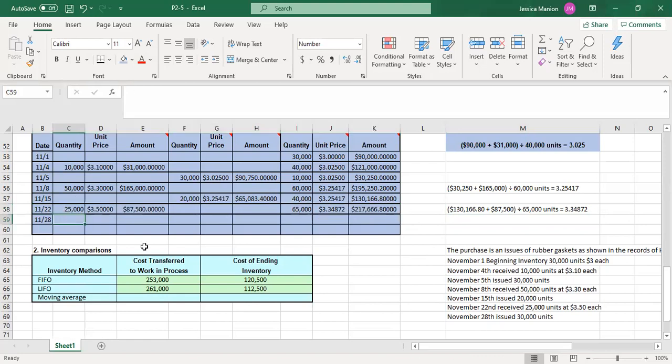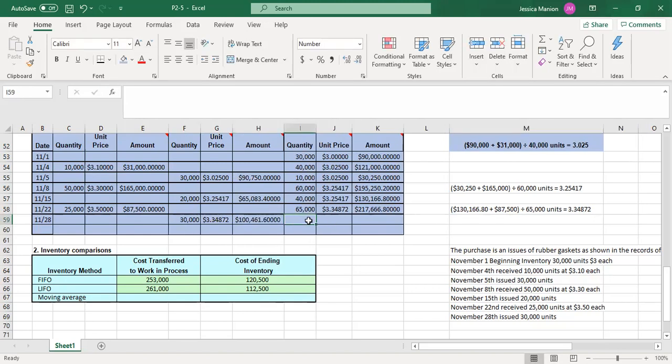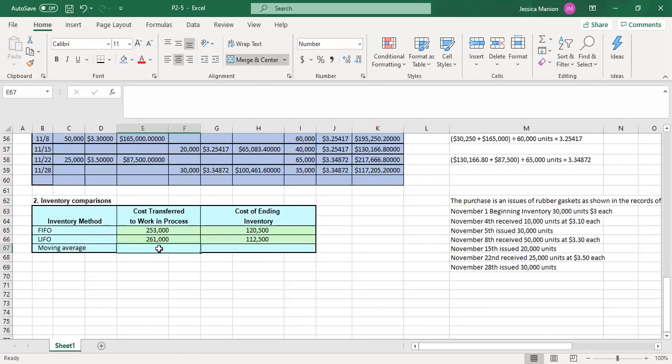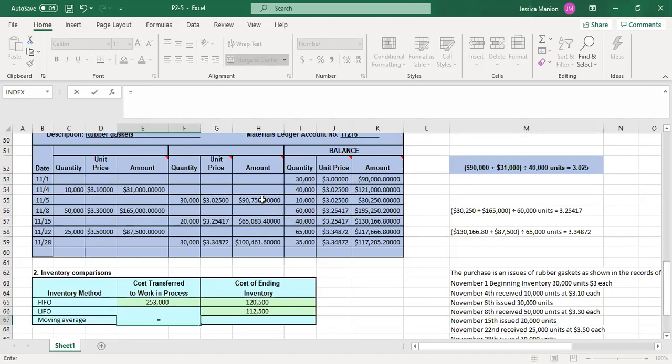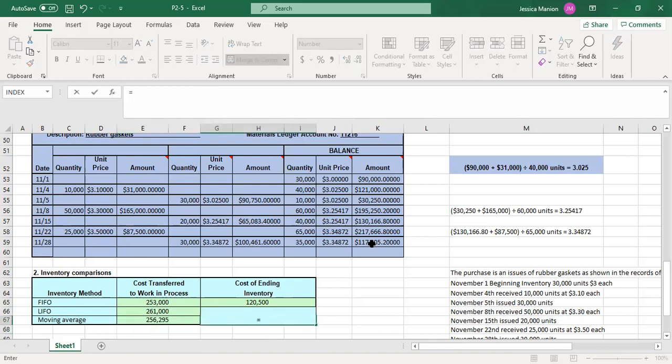Okay. Lastly, November 28th, we issue 30,000 units. So we issue 30,000 units at our weighted average of 3.34872. And we're down to 35,000 units that cost us 3.34872. Okay. So weighted average is not bad, you know, just depending on how many purchases there are, we're calculating it multiple times. So anyway, that equals cost transferred to work in process, okay, that's our cost transferred to work in process. And then cost of ending inventory equals this.